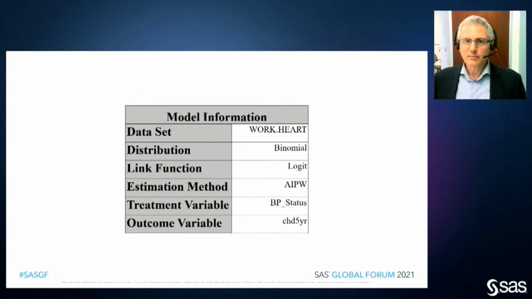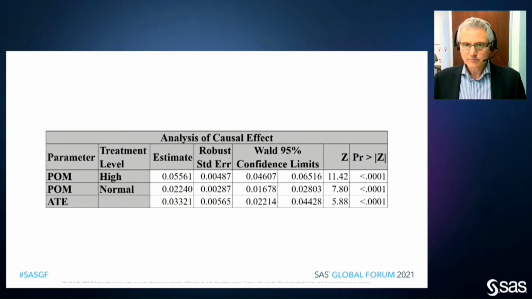Again, review the model information table. Make sure your model was coded as you intended. And the analysis of causal effect table is the main output table and is produced by default even if PALL is not specified on the PROC statement. This table shows the population mean outcome for each level of the binary treatment variable. The ATE is the difference.